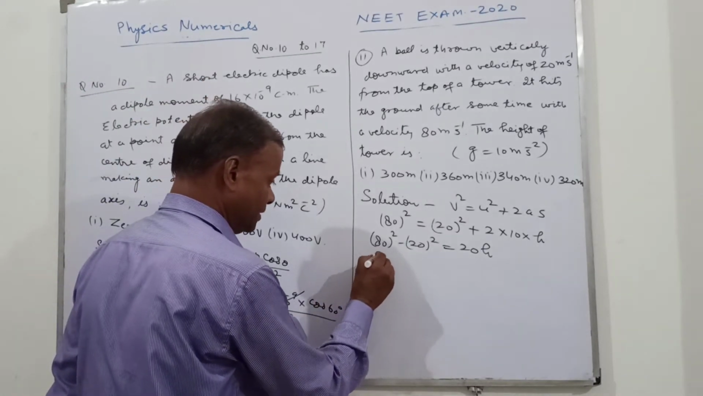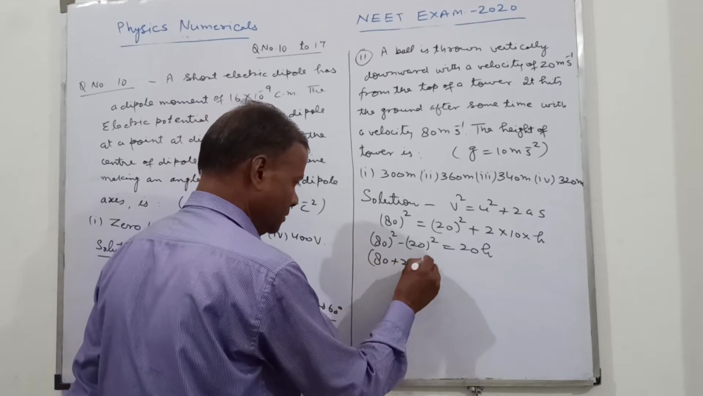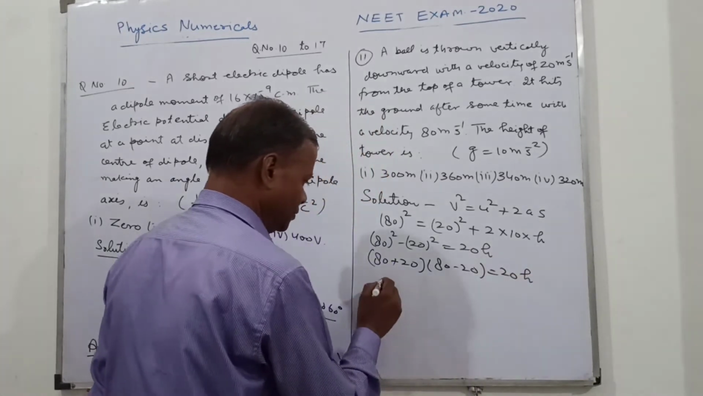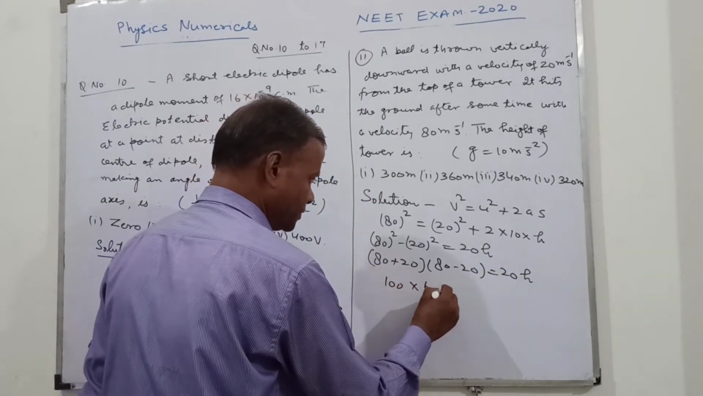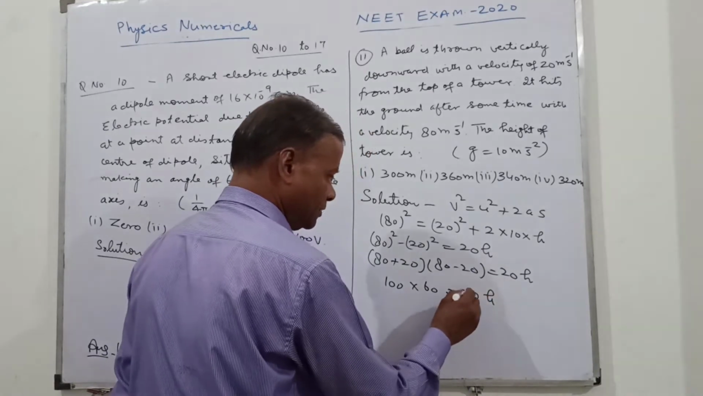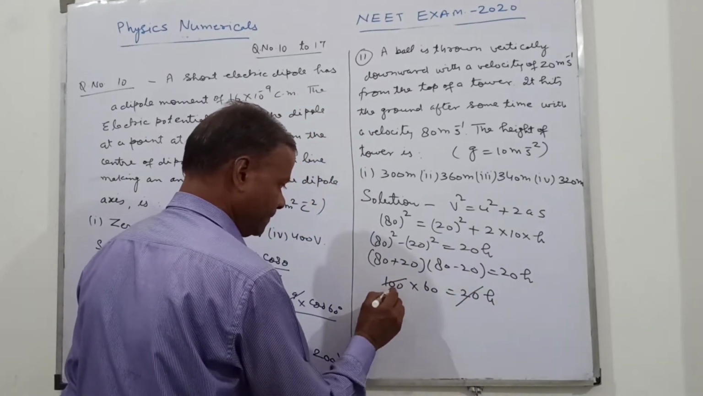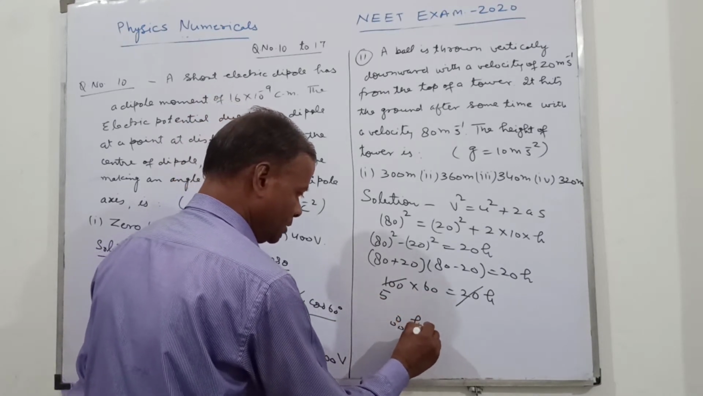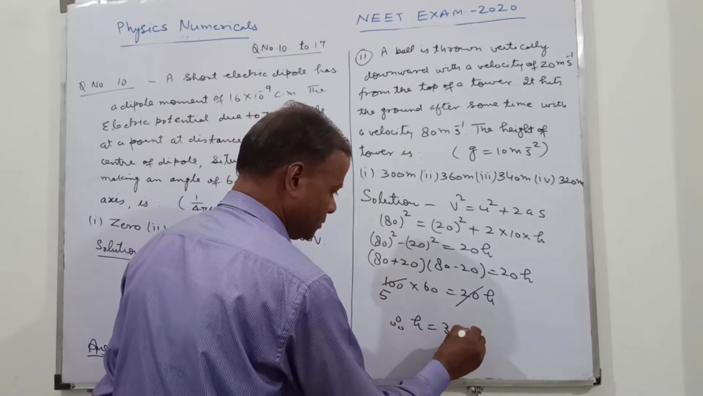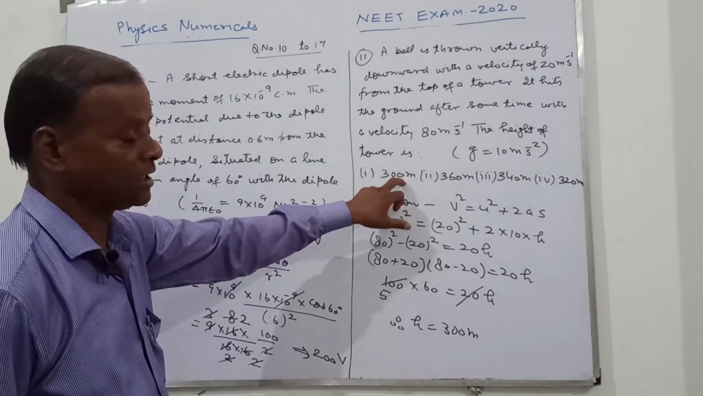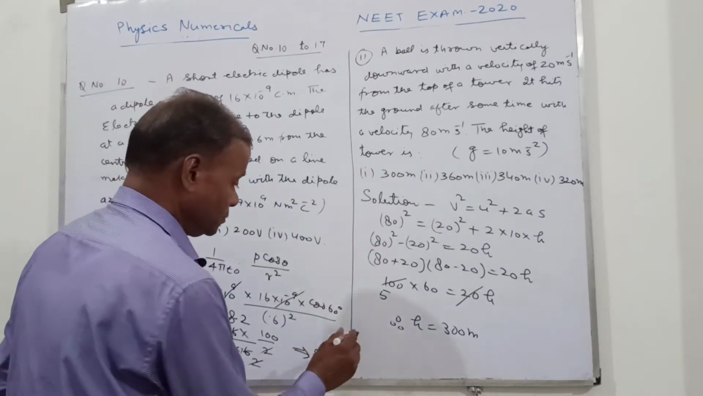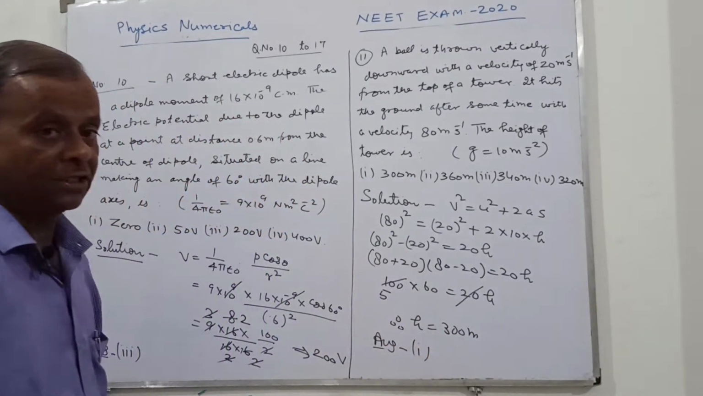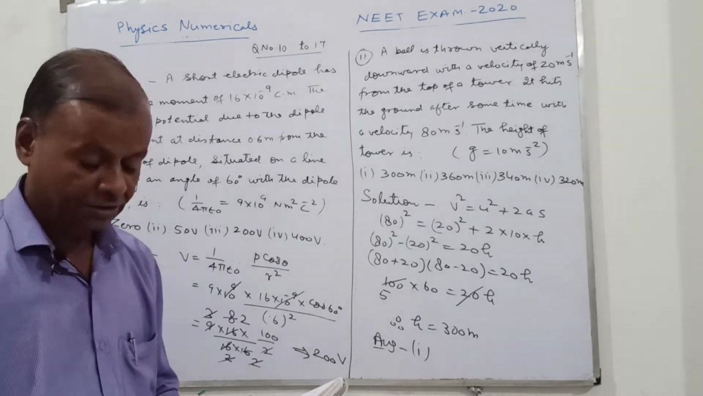If you factorize it, this will be 80 plus 20 into 80 minus 20 equal to 20h. So this is 100, this is 60, and on the other side 20 h. 20 cancels, 5 into 60, therefore h equals 300 meter. The first option is the right one. So the answer is first, 300 meter. The height of the tower will be 300 meter.